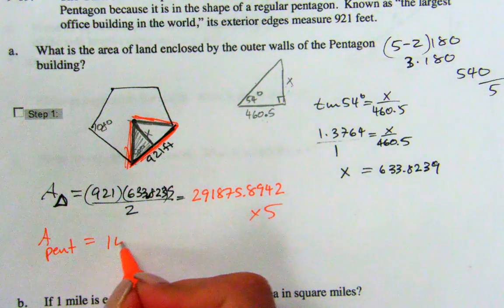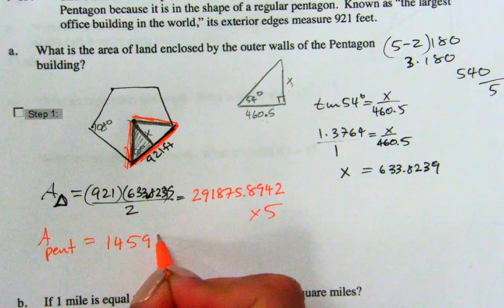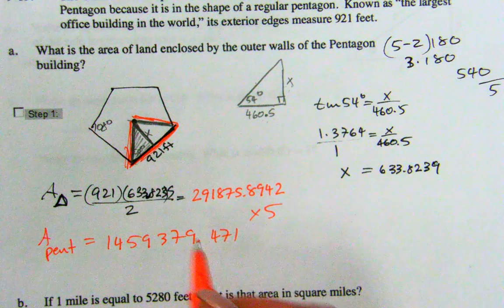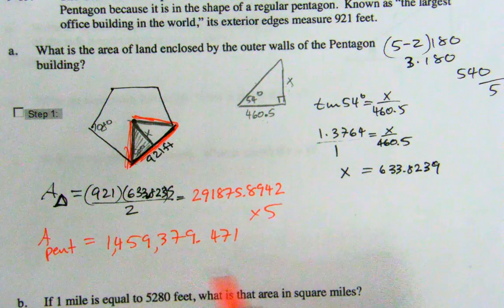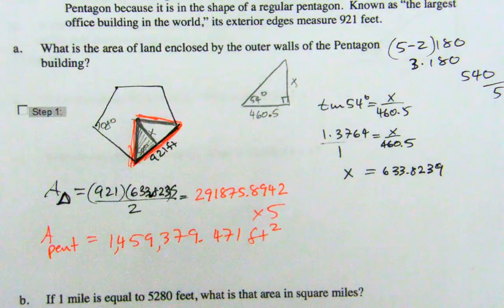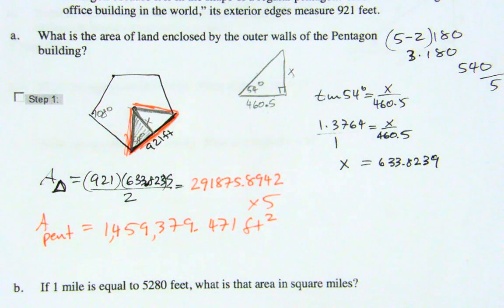1459379.471. Okay, there's a lot of numbers in there. So this was feet squared because we were doing the area, and I think that's correct. Let me check my key. Yes! All right. That is awesome. I got the right answer. I'm so excited.